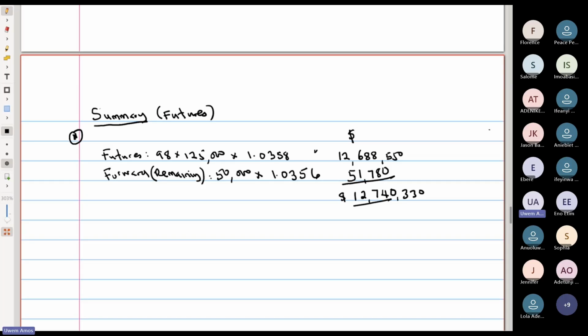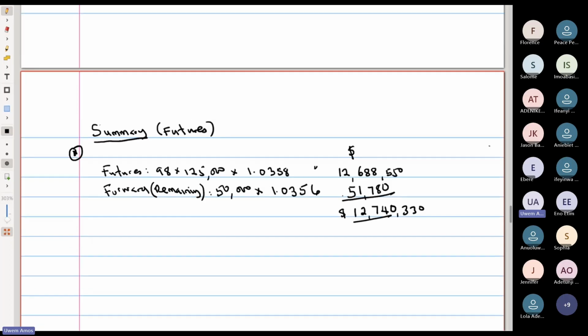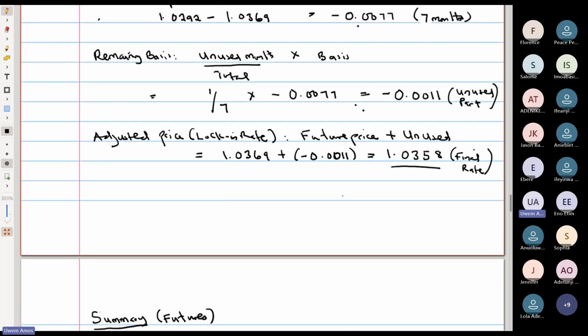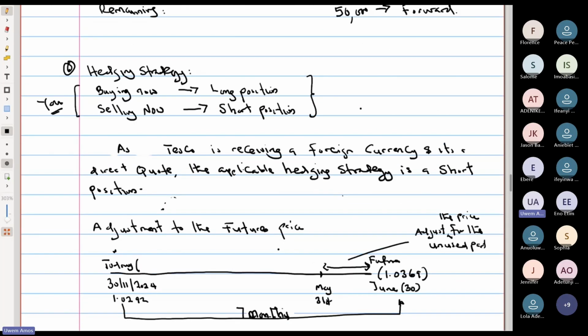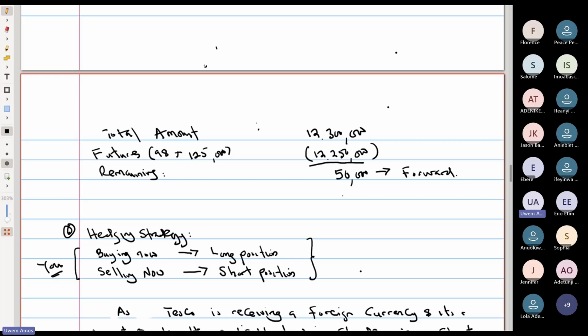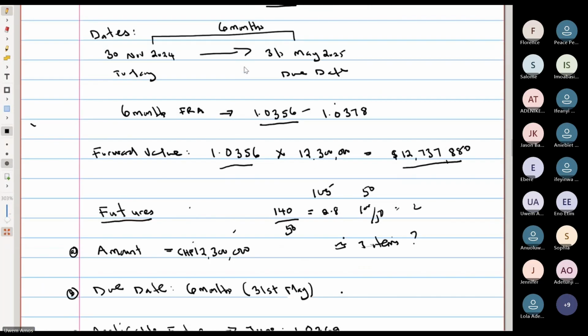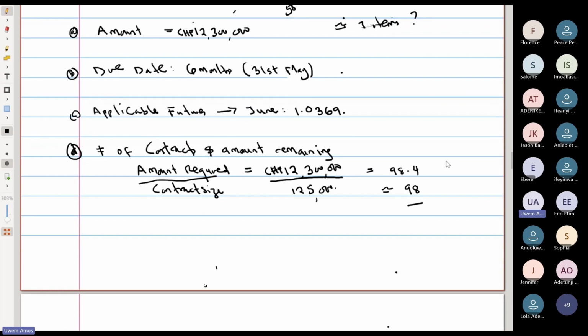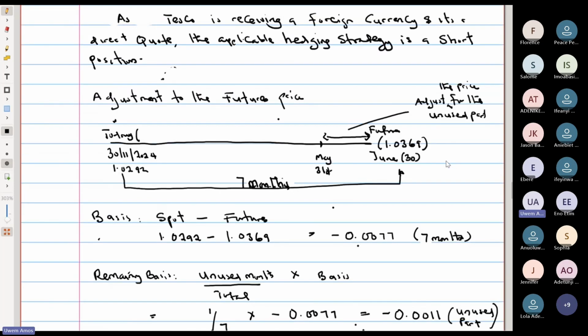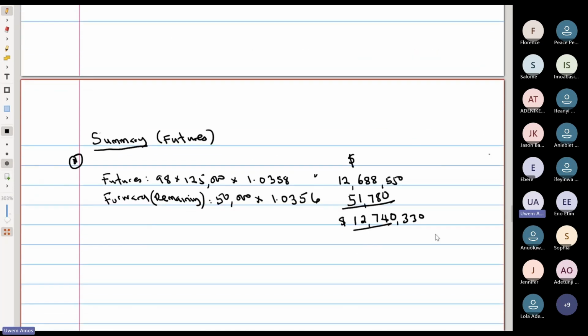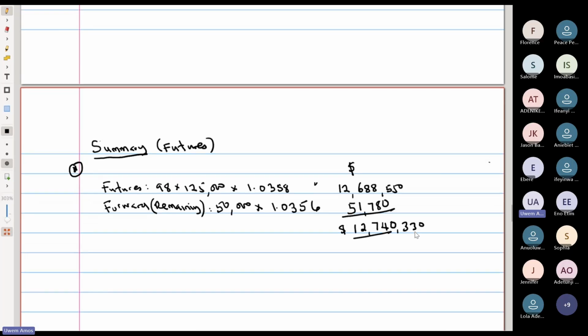the last method. We're going to explain why that last method is important and why futures is considered. But to read the quick summary of what we've done. So if they go with forward, where's my forward? If they go with forward, they will receive $12,737,880. If they go with futures, they will get 12,740,330.